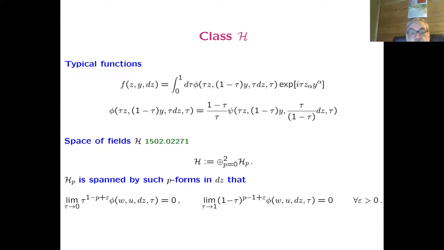So the interesting point that was identified even before is that the functions that appear in the perturbative analysis of the higher spin theory are very well organized. And the key property of these functions is how they behave near the boundary points of this integral, near zero and near one. There is a theorem that they always obey these conditions. That means that they are not more singular than t to the power p minus one in this case, and the other way around in this case.